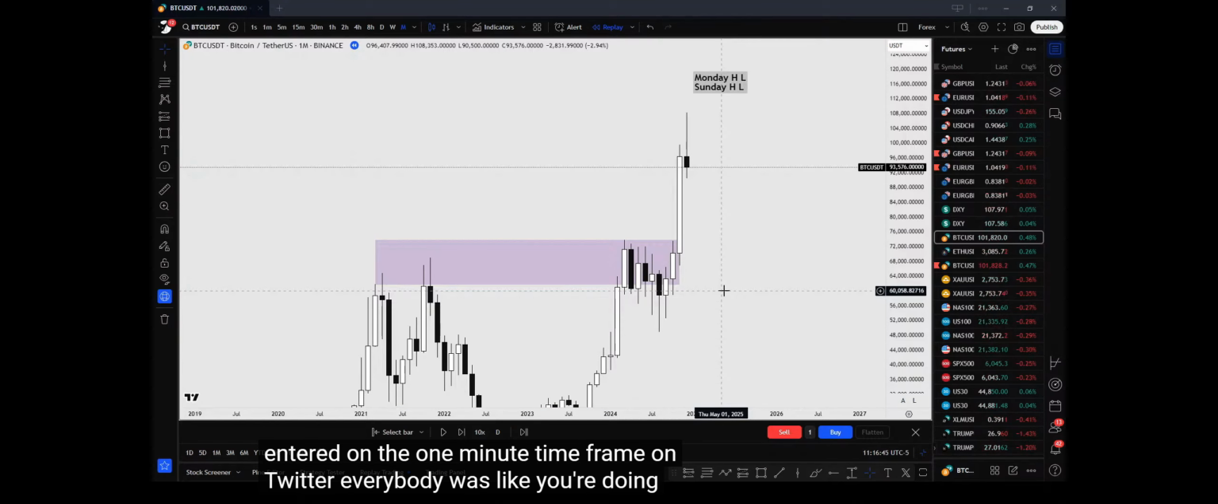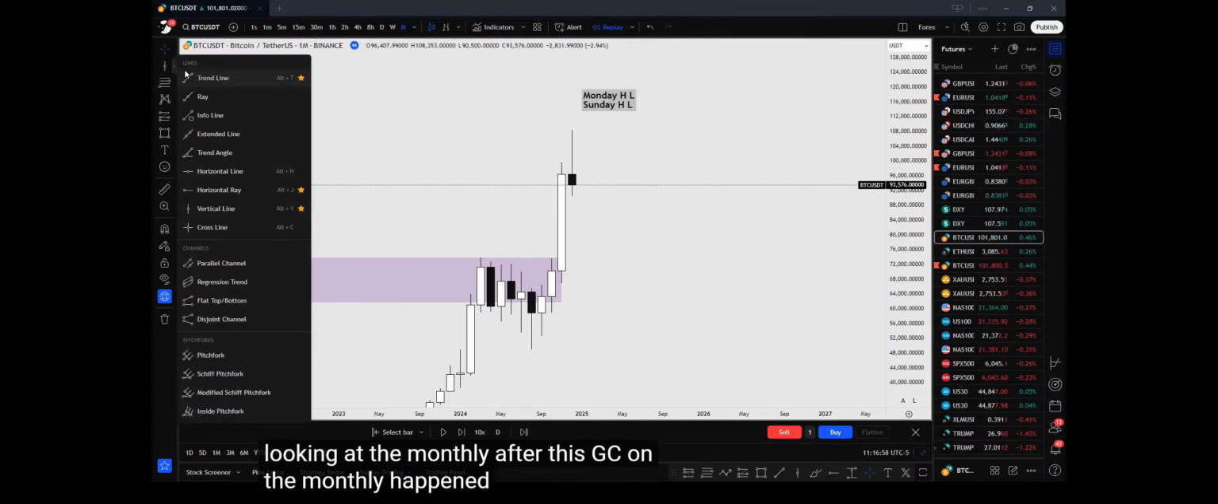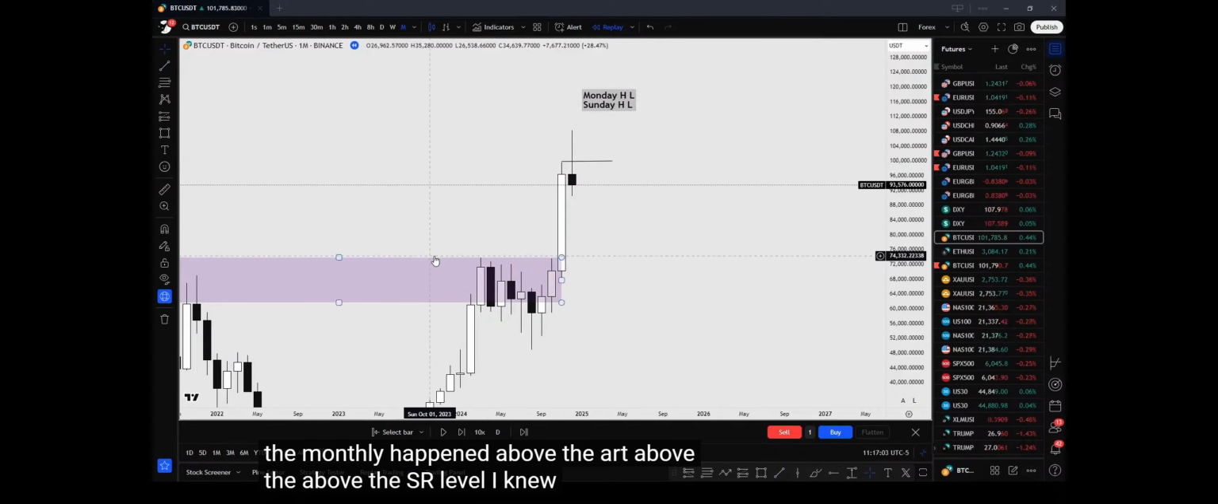Everybody was like, you're doing something really risky. It's not going to happen. 1 minute time frame on Bitcoin. You're going to get stopped out, stuff like that. They didn't know that I'm looking at the monthly. After this GC on the monthly happened about the SR level, I knew we have an RTF.